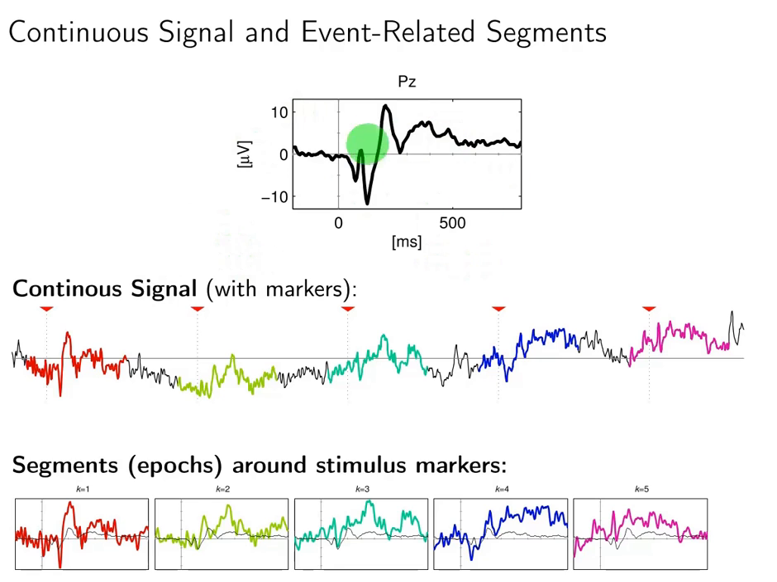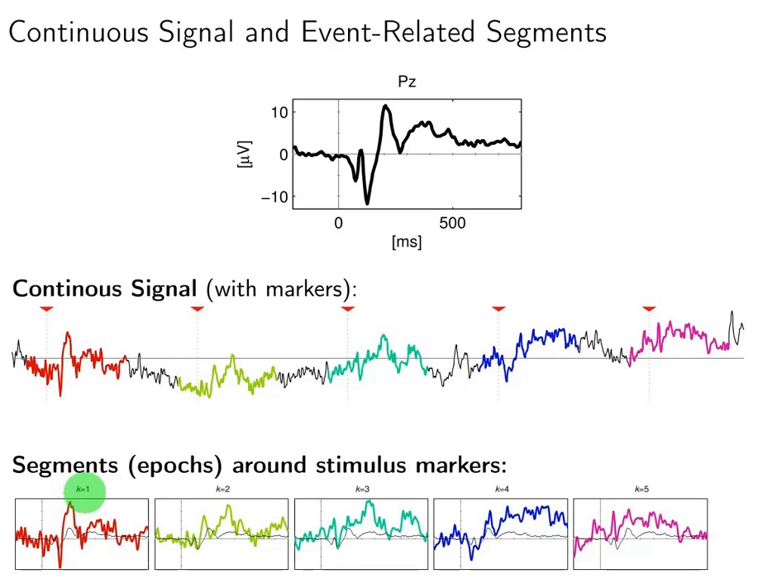So how do we acquire these event-related segments from continuous data? For example, here we have a continuous EEG signal acquired from one channel, Pz. During the experiment, the visual stimulus is shown to the subject, and the time of the onset of the visual stimulus is recorded along with the data. So we can use these time markers to segment the data from continuous into epochs, or segments, around the stimulus time marker.